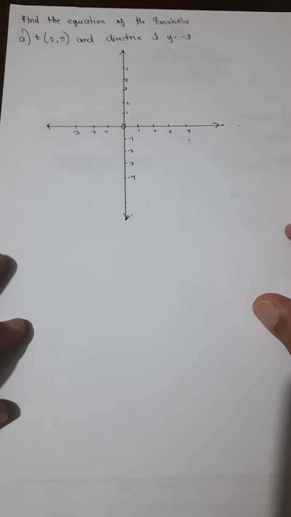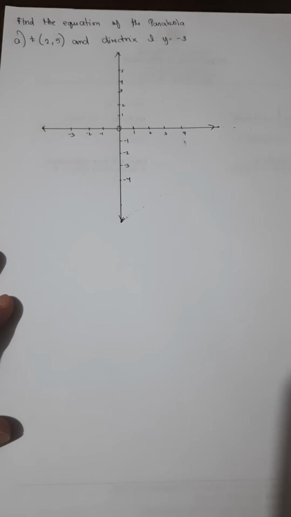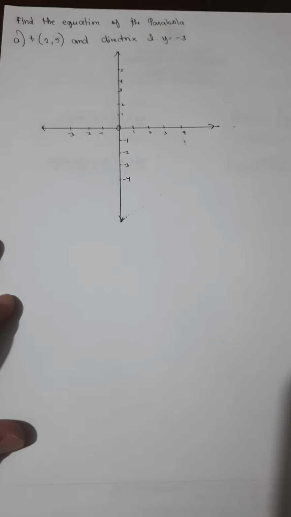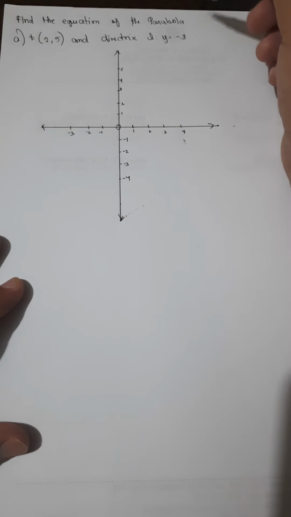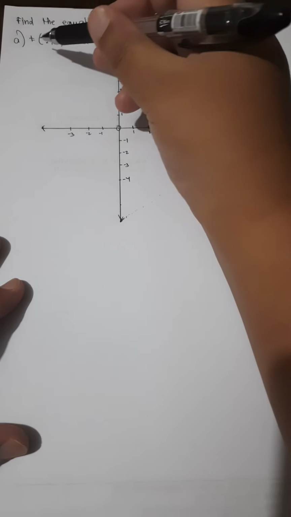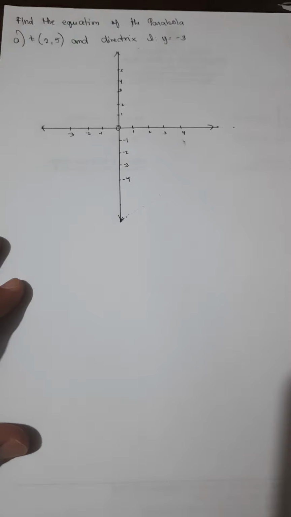Hello. So today I will present to you how to find the equation of the parabola if you have this kind of given. So dito nyo malalaman kung paano at kung ano ang technique sa pagkuha ng ating equation of the parabola. So we start. So you are asked to find the equation of the parabola if your given focus is at point (2, 5) and your directrix is at line y is equal to -3.